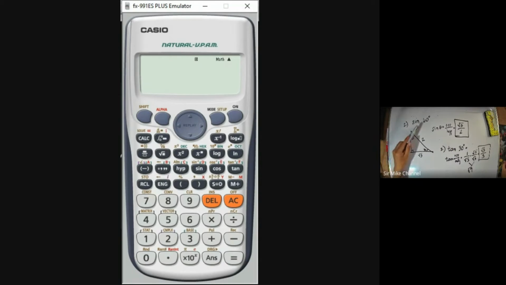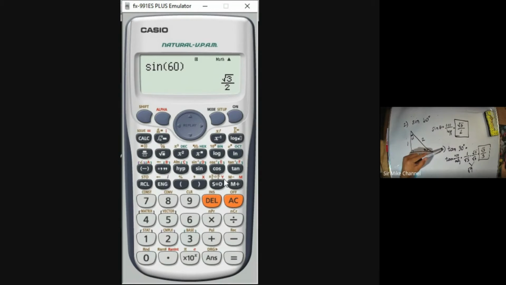So, input natin yung sine 60. Sine, input mo yung 60, equals, so, square root of 3 over 2. Ayan na po yung pinaka-sagot natin. Kung gusto mo siyang gawing decimal, pindutin mo lang to. Ayan, kunin mo equivalent yan. Pindutin mo ulit para bumalik sa fraction form.